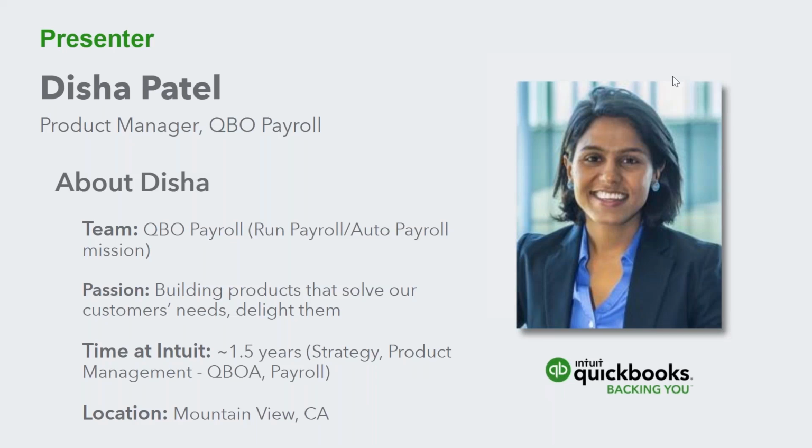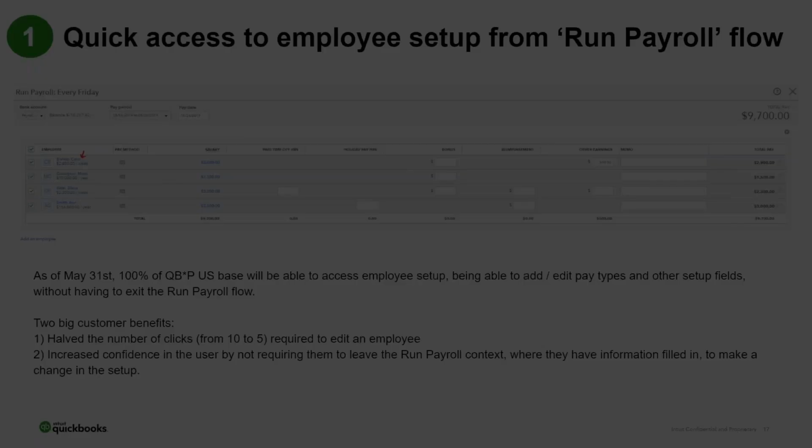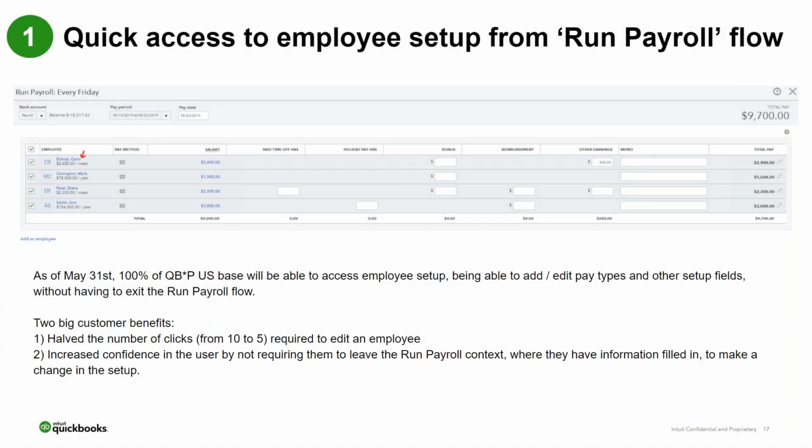Thank you, Wayne. Welcome, everybody. So we'll go into the enhancements that Wayne mentioned. I'll cover 3 of them. The first one is the quick access to employee setup from Run Payroll Flow. So starting May 31st, everybody who has QBOP or QBFSP in the US will be able to access employee setup right from the Run Payroll Flow without exiting it.